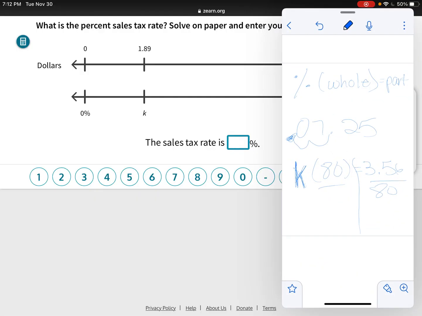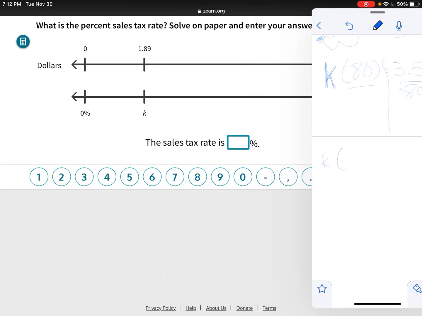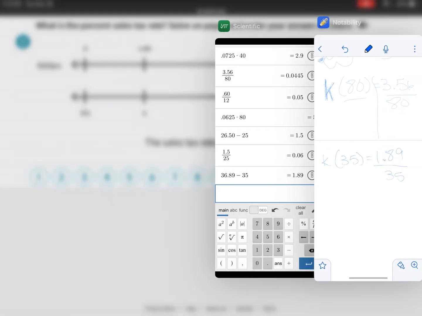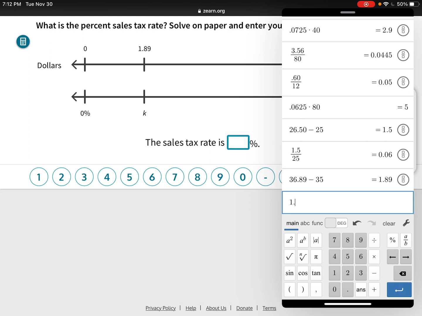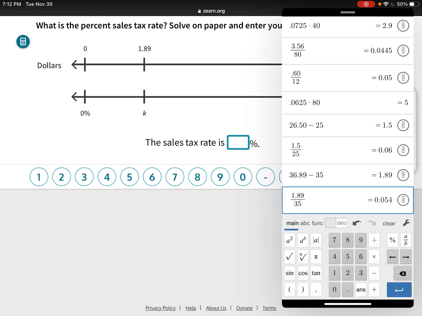So percent times whole equals part. Don't know the percent. The whole amount was 35, equals 1.89. So instead of multiply, I'm going to divide by 35 to solve for k. So I'm going to take 1.89 and divide by 35. And then since it has a percent after it, they're going to want us to change that to a percent. So 2 places to the right gives us 5.4%.